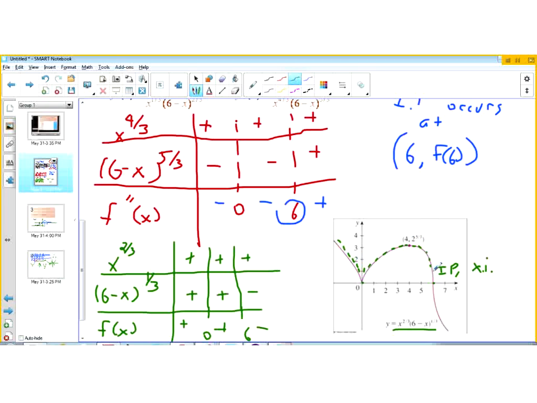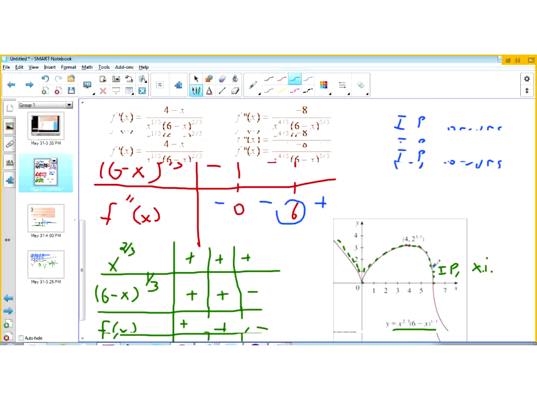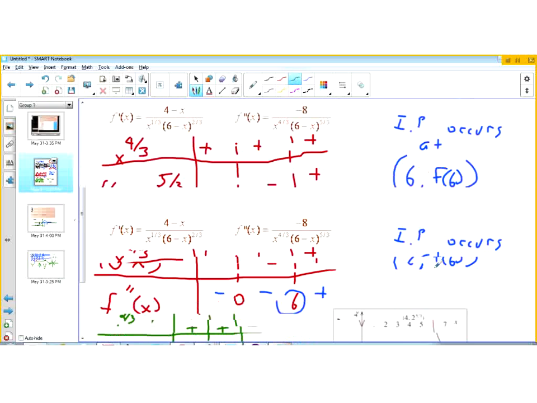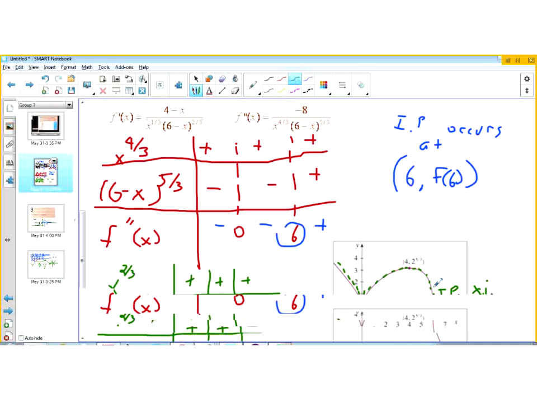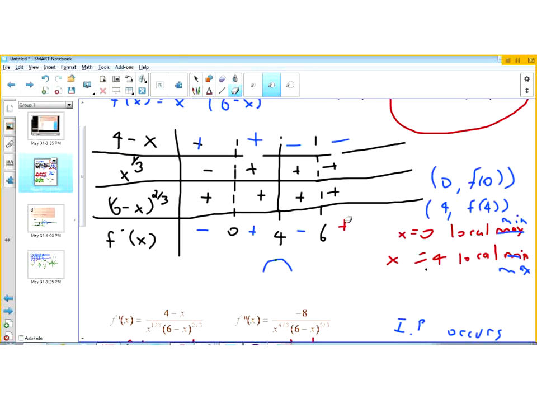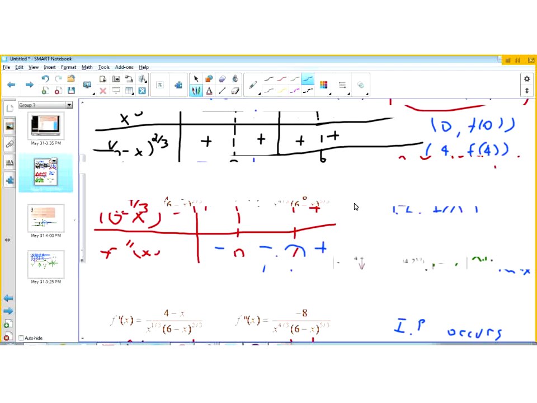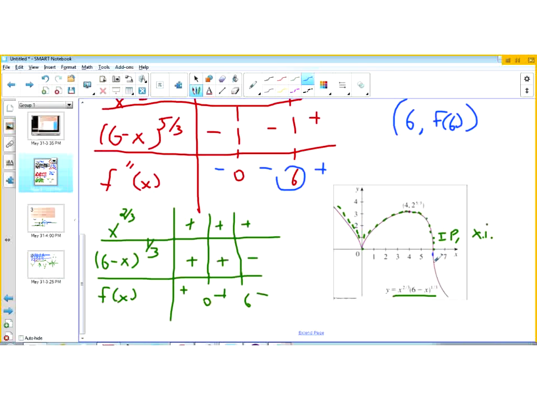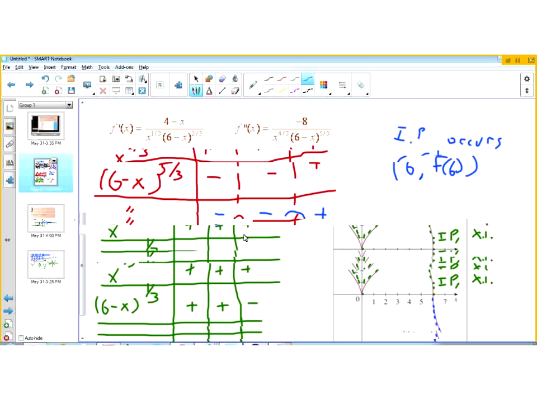So at 4, there's the output, and then we have to be decreasing between 4 and 6. And then from 6 onward, we have to be decreasing as well. That's an error right there. So from 6 onward, we're decreasing, and we're concave down, like so. Okay. So you see how it all fits?